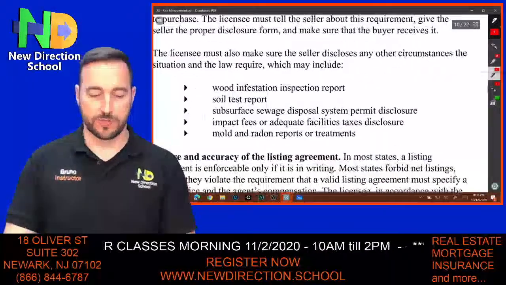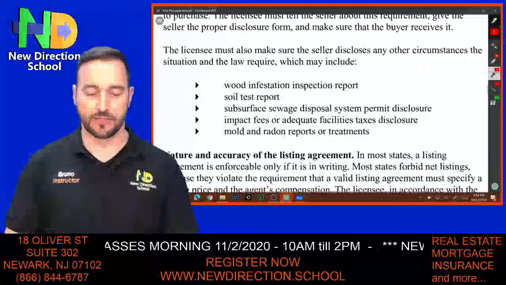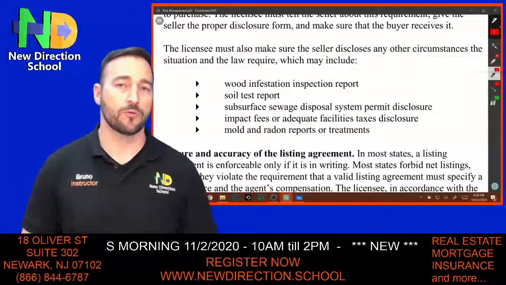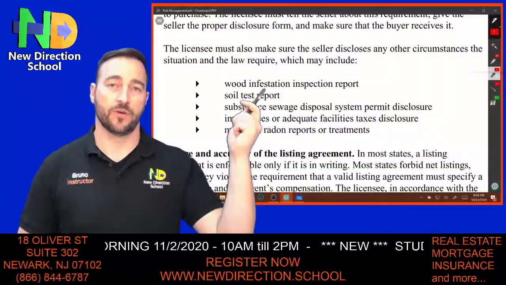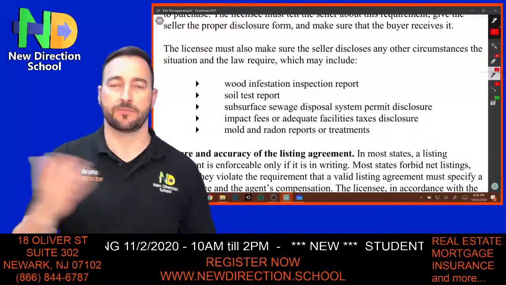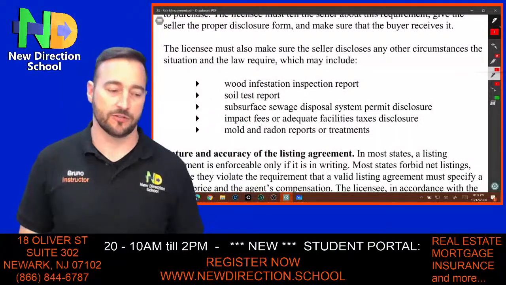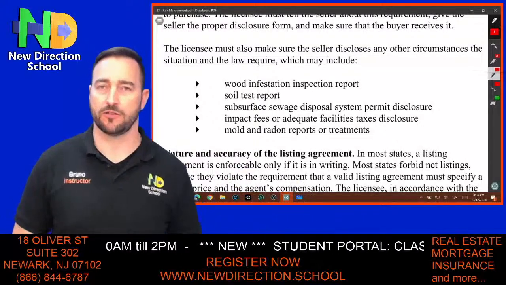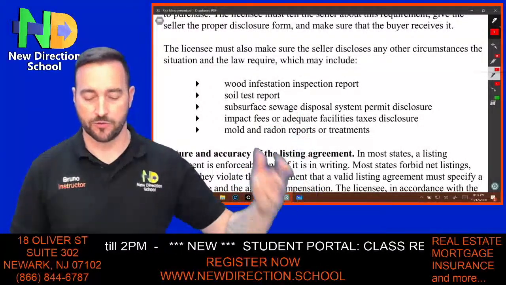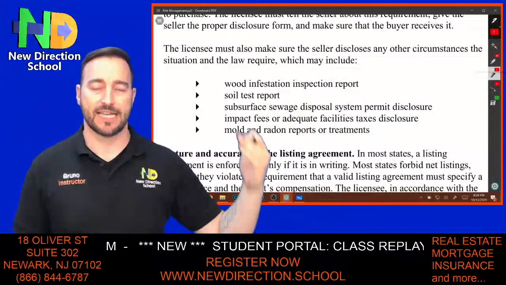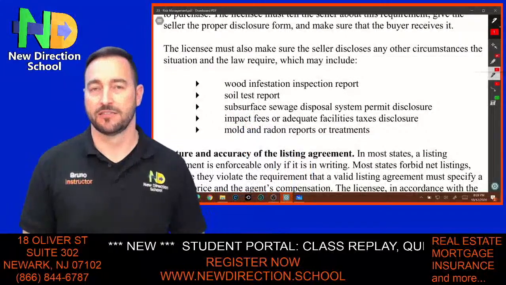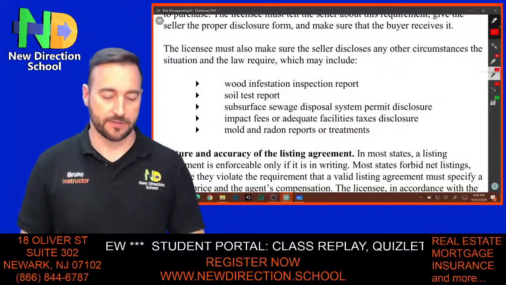Other disclosures you might have to provide is if you know about termites, right? If you have a report about termites, you must pass it along. If you know the soil test report, so you know that there's damage to the soil, you must pass it along, and so on. I mean, common sense. Whatever you know that affects or impacts the transaction must be disclosed.